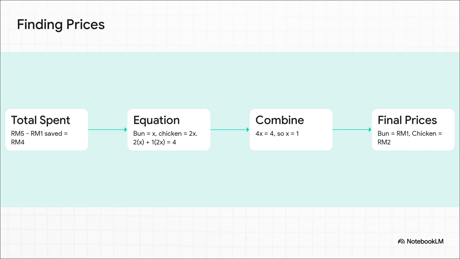Step 3, we combine our terms. 4x equals 4, which obviously means x equals 1. And just like that, step 4 gives us our answer. Since x is the bun, a bun costs 1 ringgit. Since the chicken is 2x, the chicken costs 2 ringgit. Now for the absolute triumph.